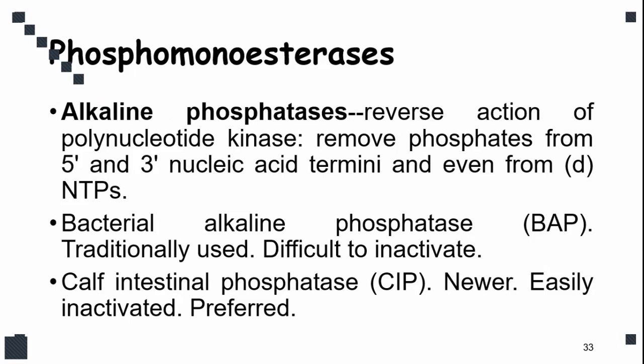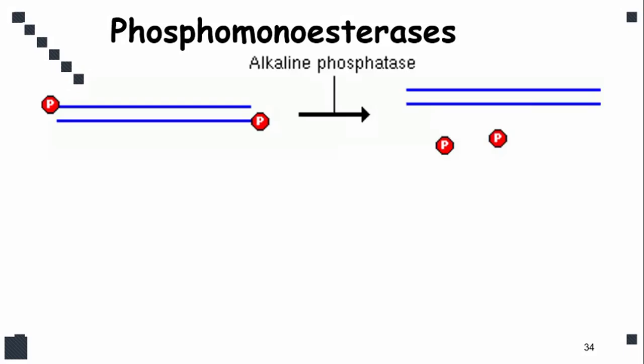Where do we get it? Bacterial alkaline phosphatase is a classical and traditional source. And then we also have what we call calf intestinal phosphatase. It's newer, easily inactivated, and is preferred. So what reactions do they catalyze? The reactions are shown here.